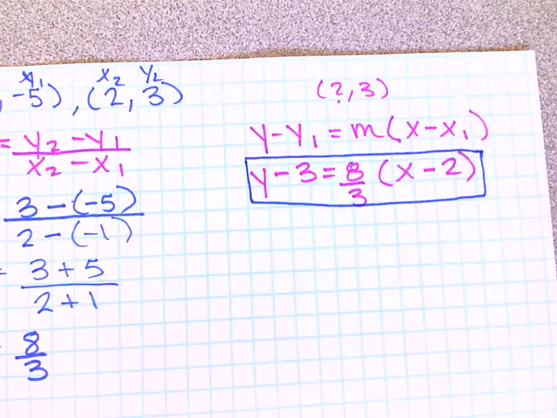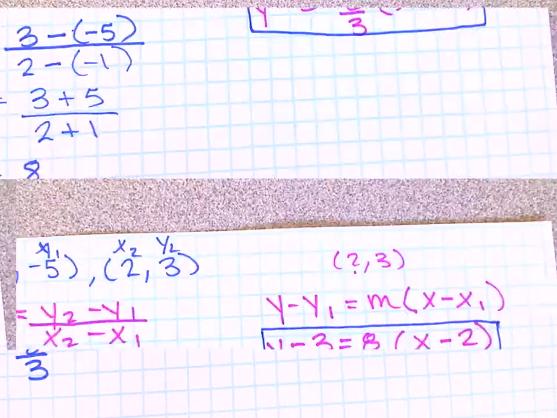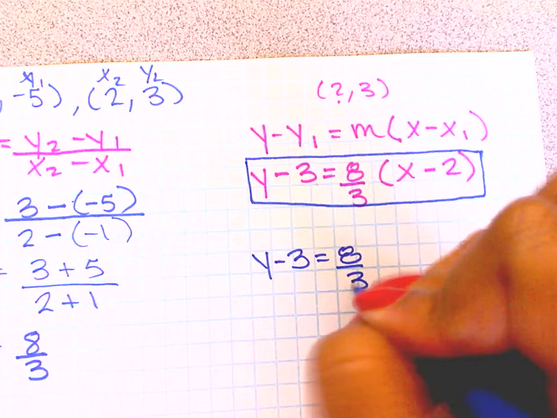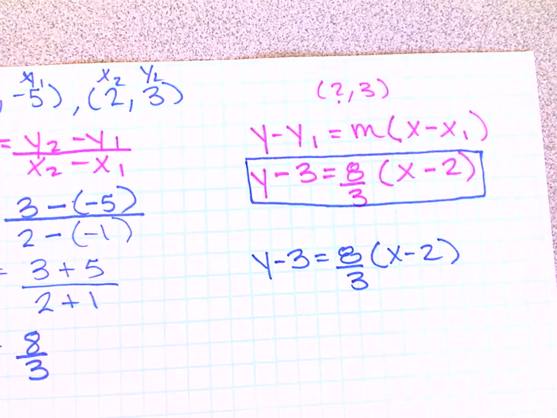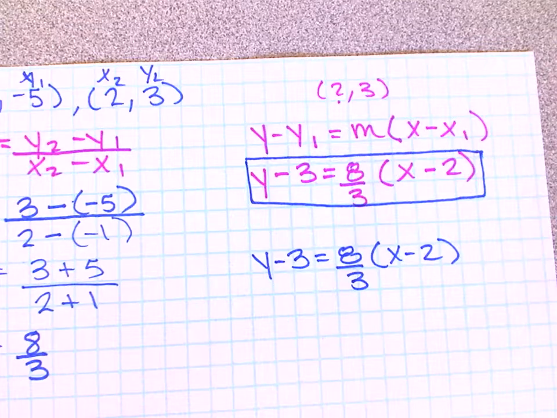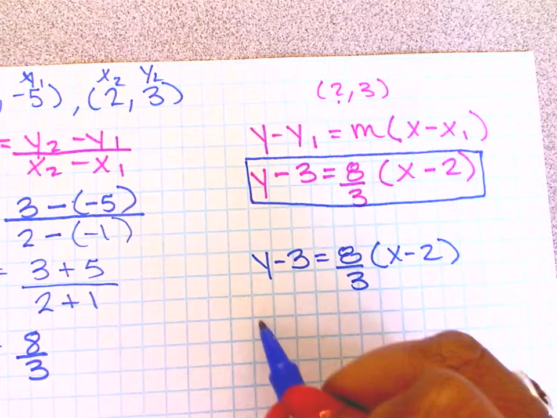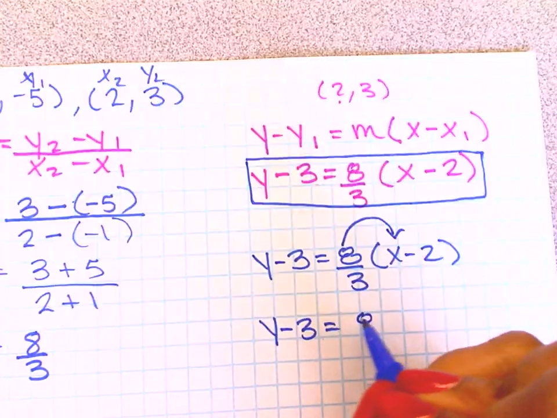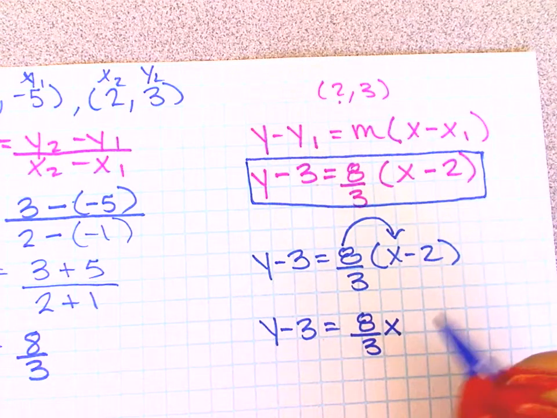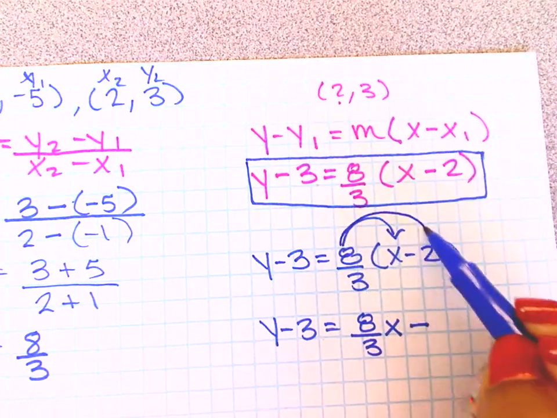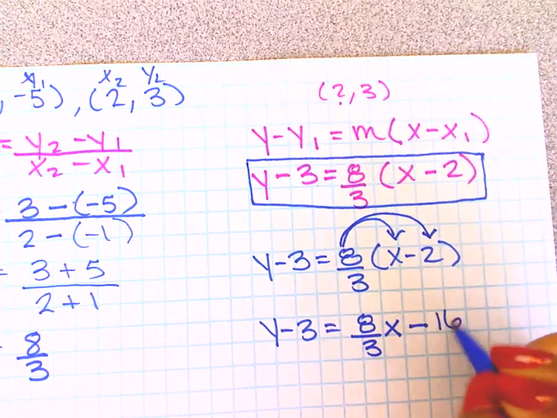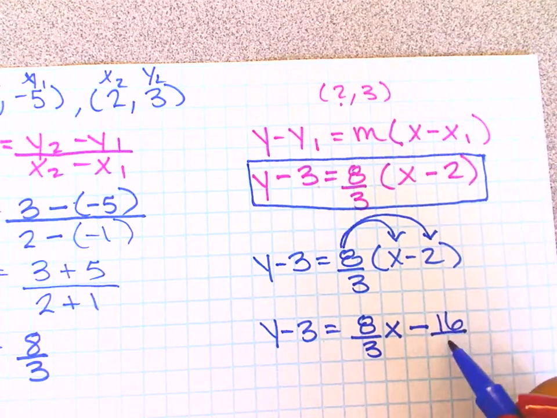The second part to the problem, they want us to write it in slope intercept form. So I'm going to take that exact equation and turn it into slope intercept form. So this equation is y minus 3 equals 8 over 3 times x minus 2. Well, I'm going to need to distribute first. So I need y minus 3 equals 8 over 3 times x is 8 thirds x minus 8 over 3 times 2. 8 times 2 is 16. 3 times the 2 would be over 1 is 3.